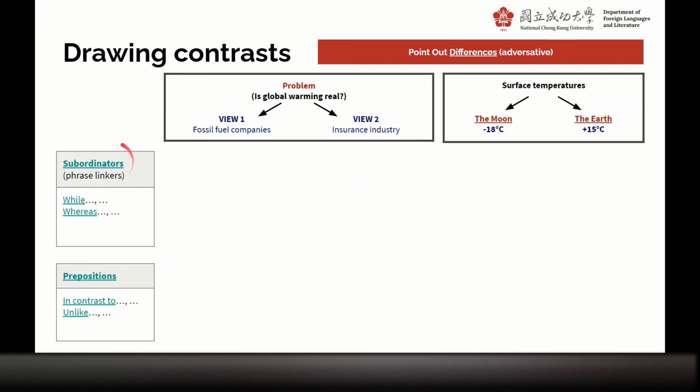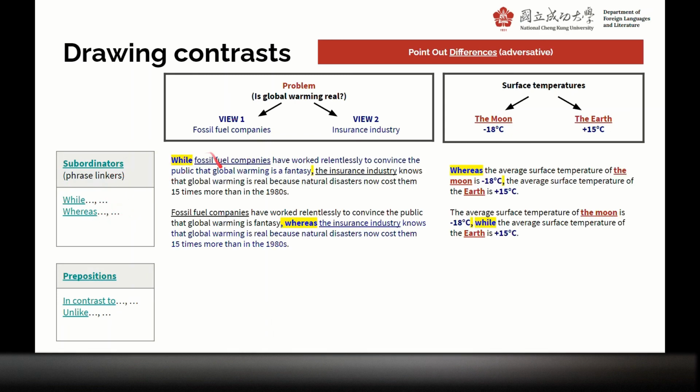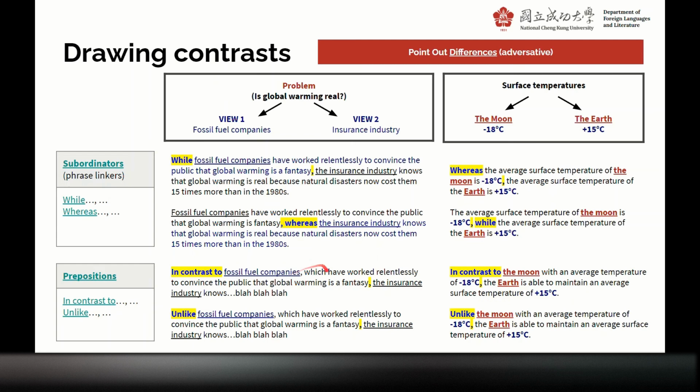Talking about subordinators, you can use "while" and "whereas." So "while point 1, comma, point 2." "Point 1, whereas point 2." And similarly with that situation. And another one is prepositions. So "in contrast to point 1, comma, point 2." "Unlike point 1, comma, point 2."